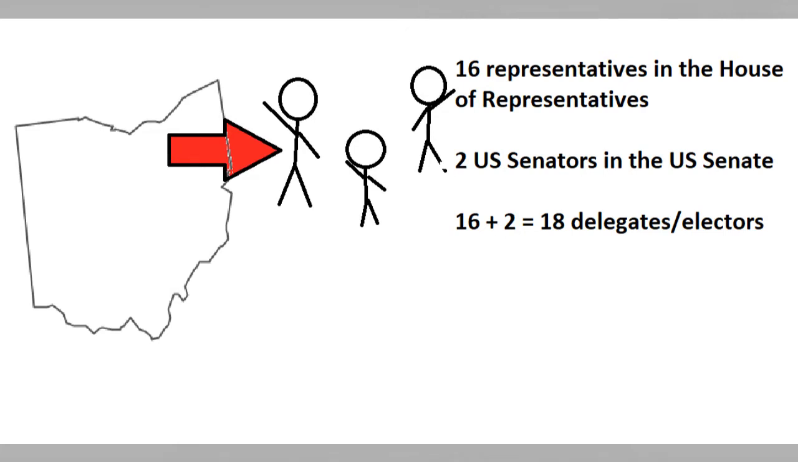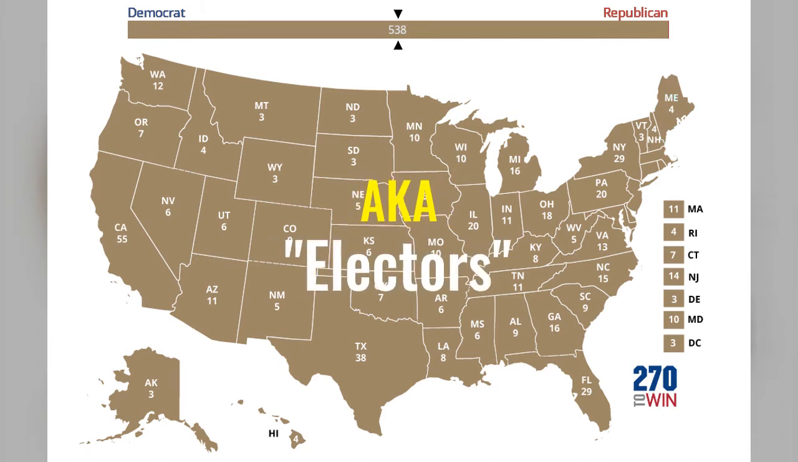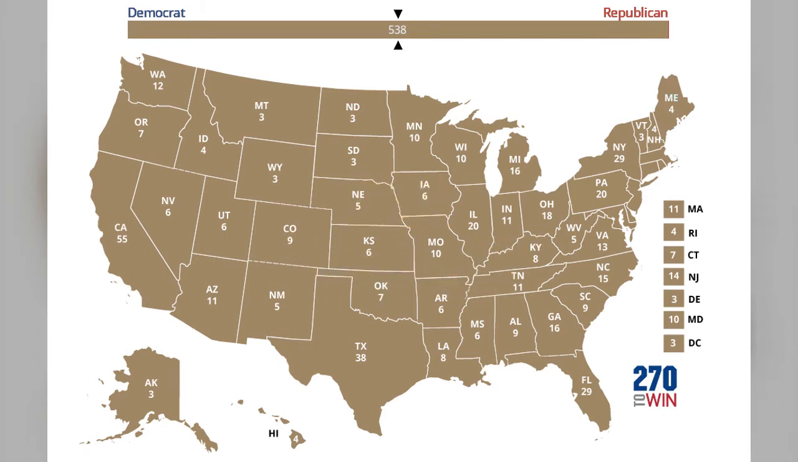So, for example, California has 53 representatives in the House of Representatives and 2 senators. Therefore, they have 55 delegates that vote in the Electoral College. We sometimes refer to the delegates as Electoral College votes. So this means the more populated states will have more Electoral College votes, like California, who has the most at 55, and the least populated states will have the least amount of Electoral College votes, like Wyoming, who has 3.